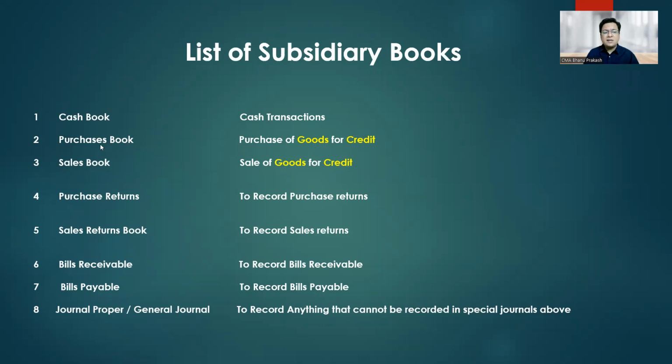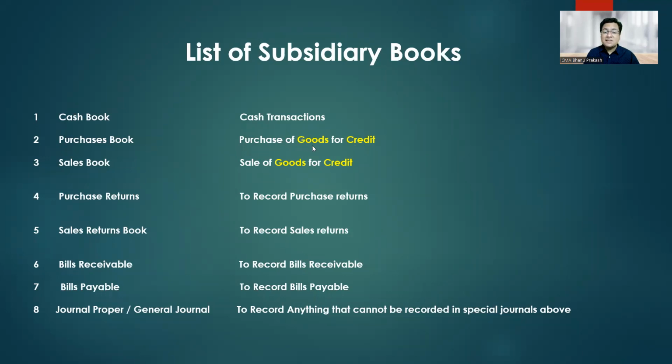Why? See, for example, if goods are purchased for cash, anyway we have the cash book, we'll record there. If some sales of goods have happened for cash, you have anyway the cash book, you'll record there. You should not record twice, right? So the cash book is anyway there. That is why goods purchased on credit or sold on credit will be there in these books. Here the word goods is also important and credit is also important.